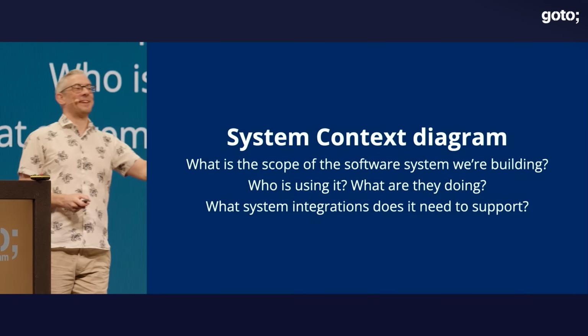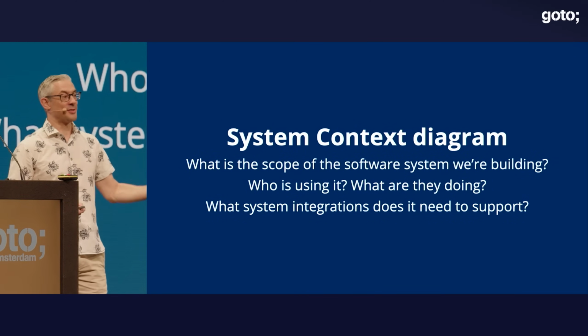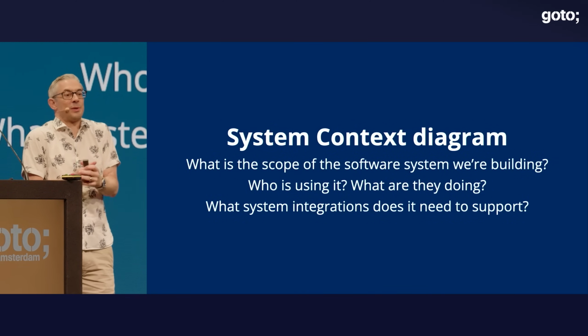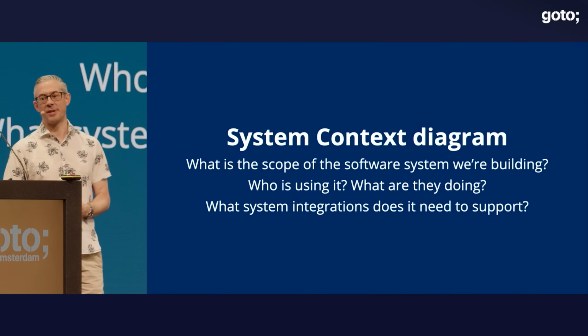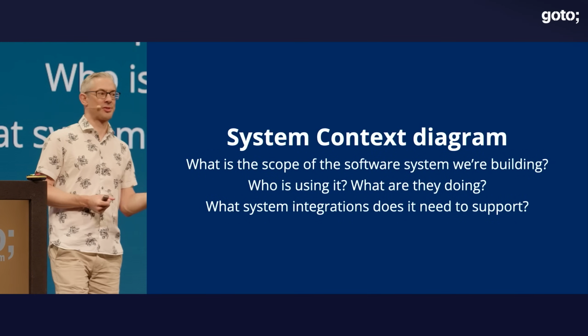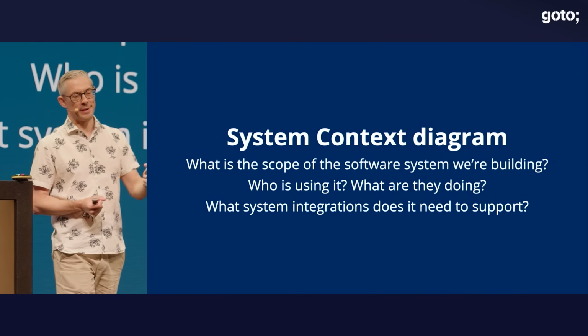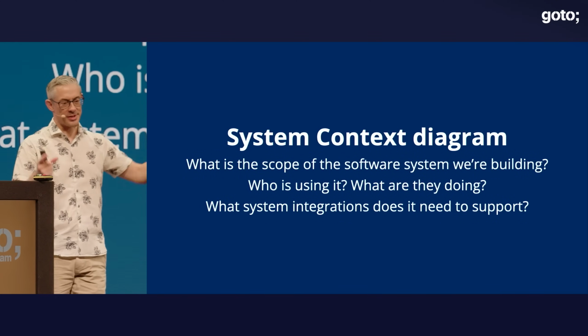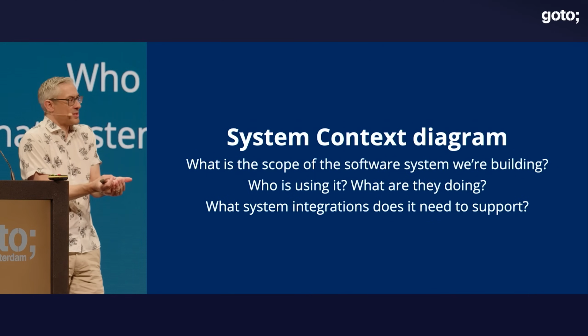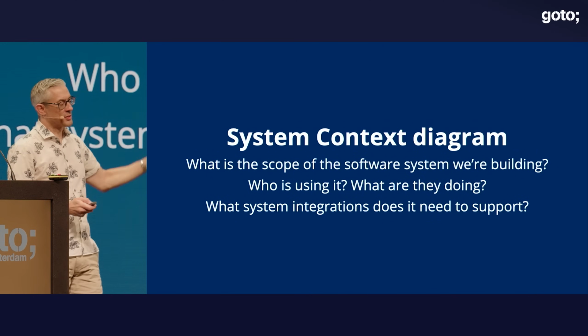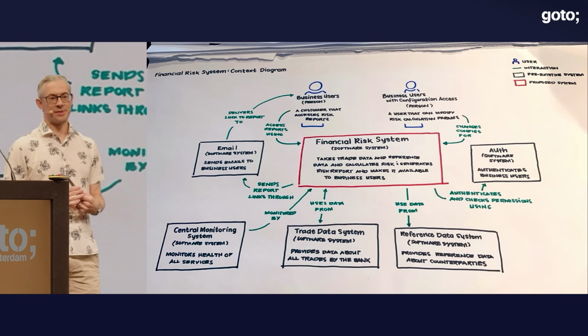So the top level of C4 is the system context diagram. In order to draw a system context diagram, this is a set of questions that you need to ask and answer. What's the thing we are describing? What's the scope of the thing we're describing? What features sit inside? What features sit outside? Who's using the system? What types of things are they doing? And what are the system integration points? Answer those questions and you can draw a system context diagram.